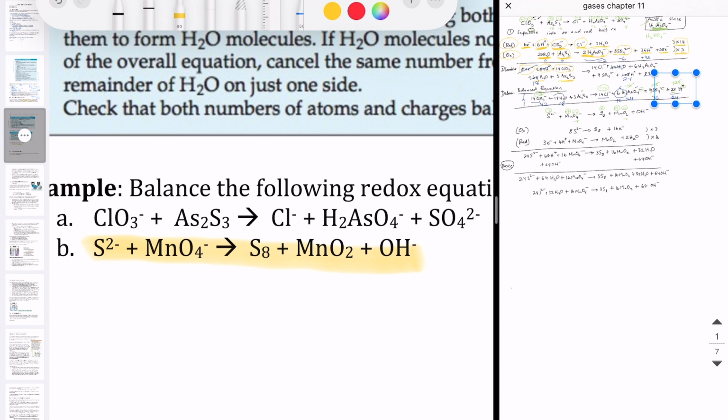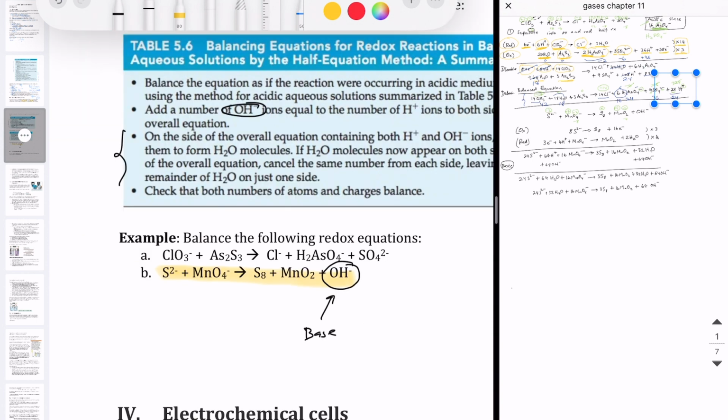This one, you immediately see that there's OH minus there, so that tells you that that's base condition, so I have to balance it using the basic steps, which just is the same as the acidic steps, except you add a couple more steps at the end. Okay, so a lot of times you would have to look through the reaction to help you figure out whether it's acidic or basic condition. Sometimes you'll be given that. You'll just be told that balance in acidic condition or balance in basic condition.